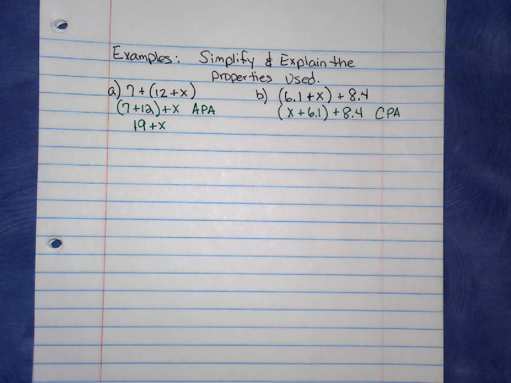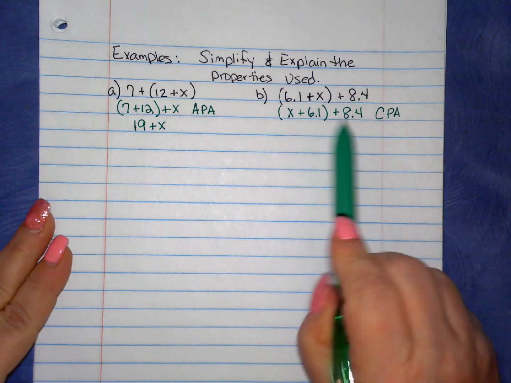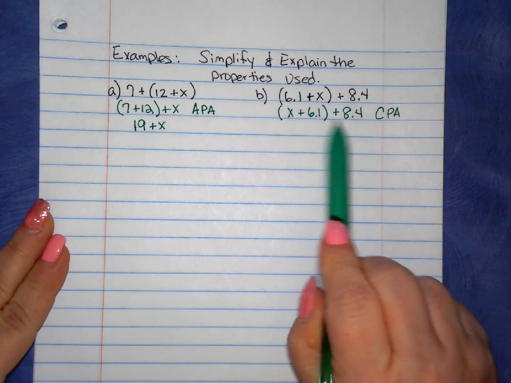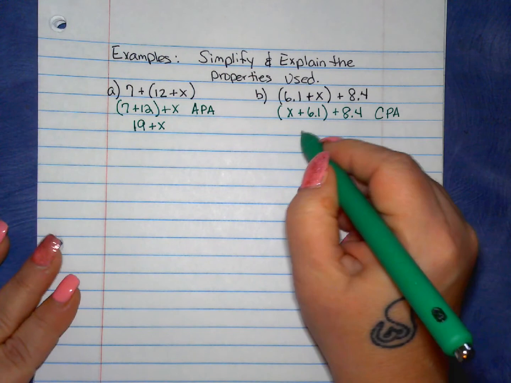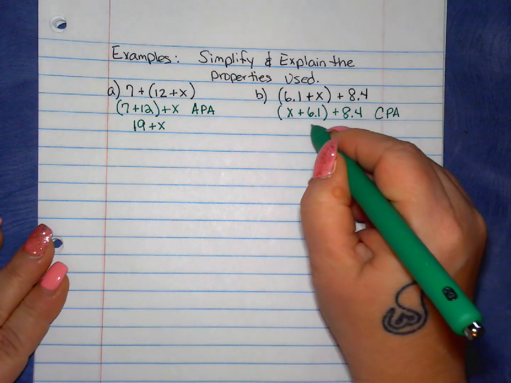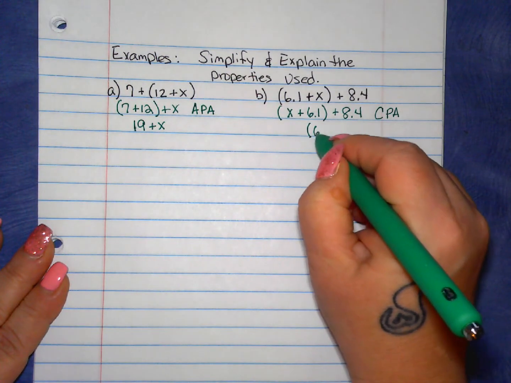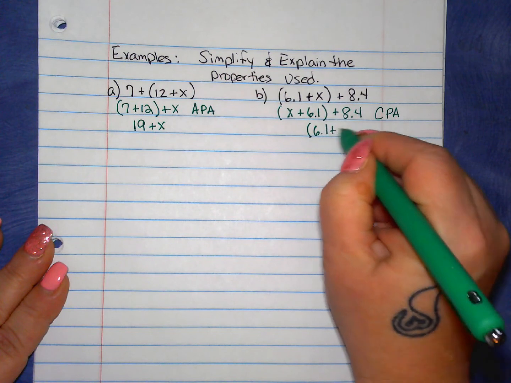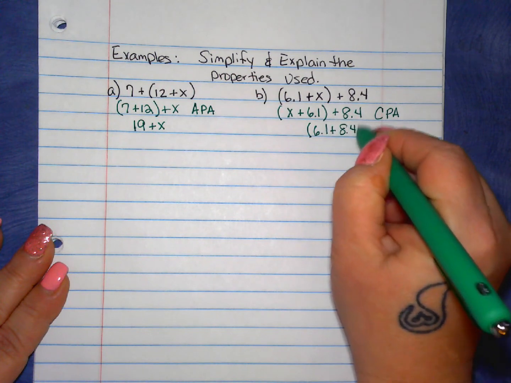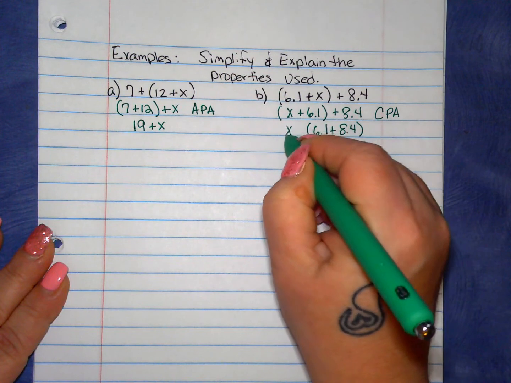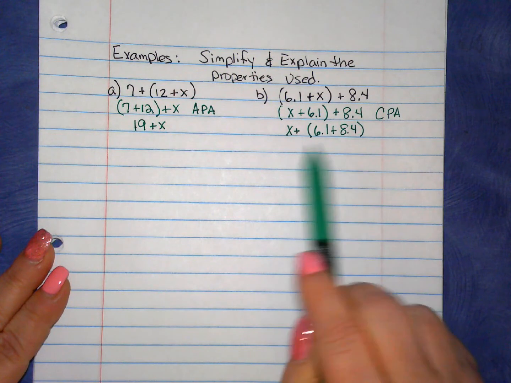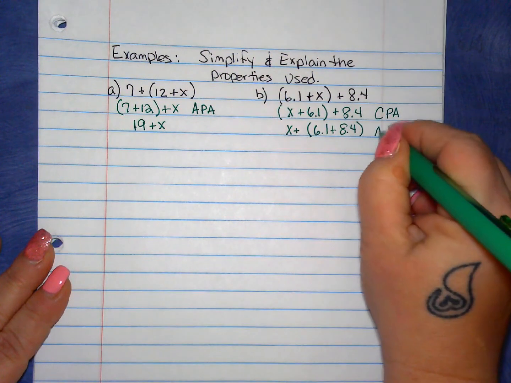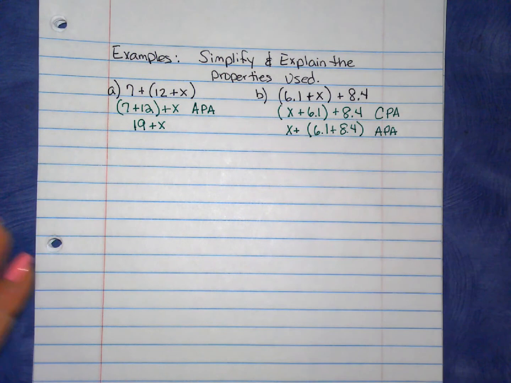Now that I did the commutative and these are next to each other, hopefully you're seeing it. Now I can use the associative. So sometimes you have to use two properties, okay? So now I can switch it up and I can say, oh, let me put this in the parentheses and this outside, because now I can group them together, change the grouping. So that is the APA, the associative property of addition.